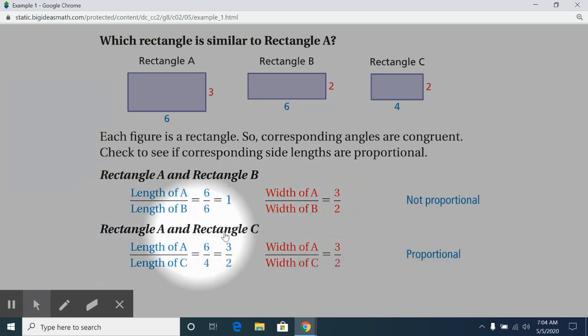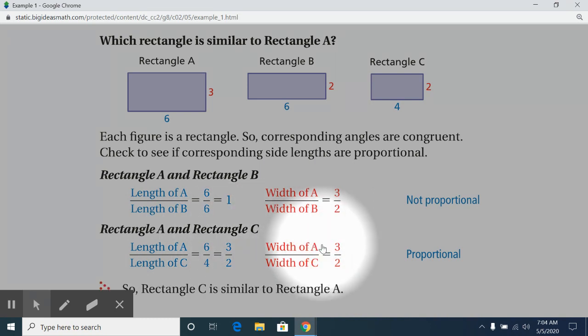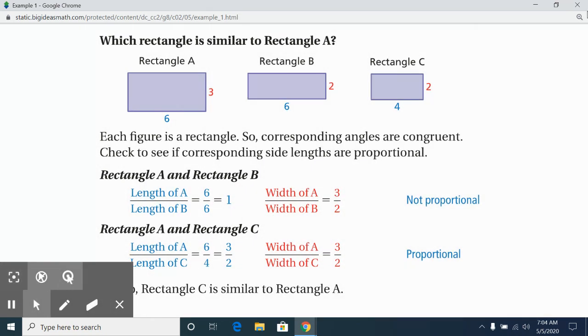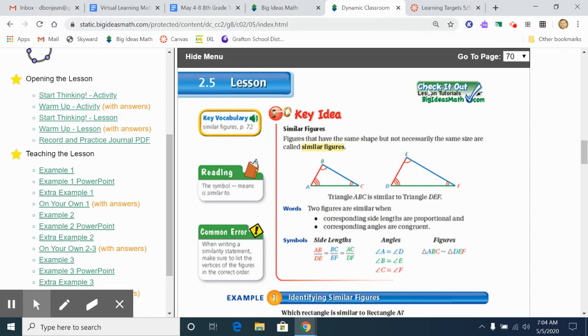Now, if we're looking at rectangle A to rectangle C, our length is 6/4, which simplifies to 3/2. Our width is 3/2, which is already simplified. So those are the same fraction, meaning that rectangle A and rectangle C are the ones that are proportional. That's going to meet your first learning target.